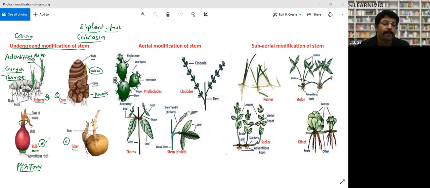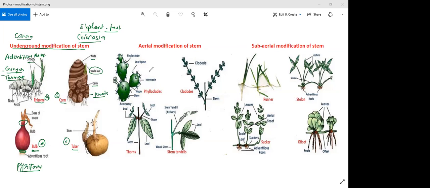Food is stored in these scales. Example, onion and garlic. So underground stem is clear to all of you? Please tell me. Yes, sir.